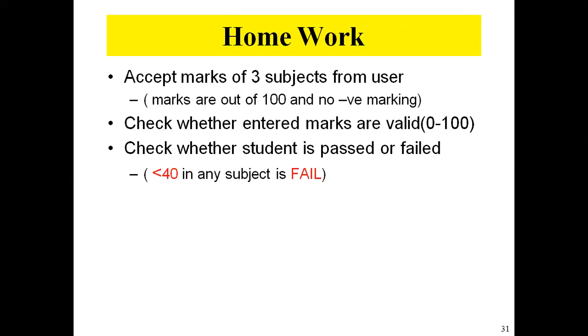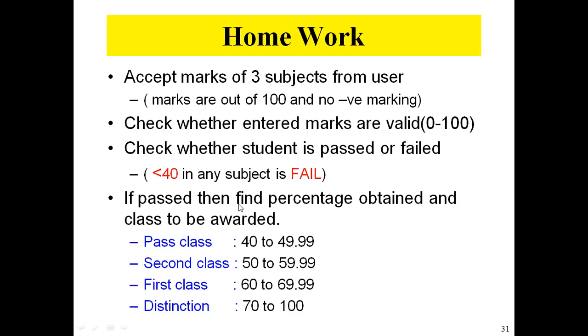40 ला passing आहे, 100 marks पेपर आहे, 40 ला passing आहे, and there is no grace here. Remember this. If you fail in any subject, fail. Then if passed, passed means you got at least 40 in all three subjects. So if passed, then find the percentage. How to find the percentage? Simply add marks of three subjects, for example M1, M2, M3, add kara and divide by 3. It will give you the average. That's the percentage. So find the percentage obtained, and depending on the percentage, you have to declare the class.